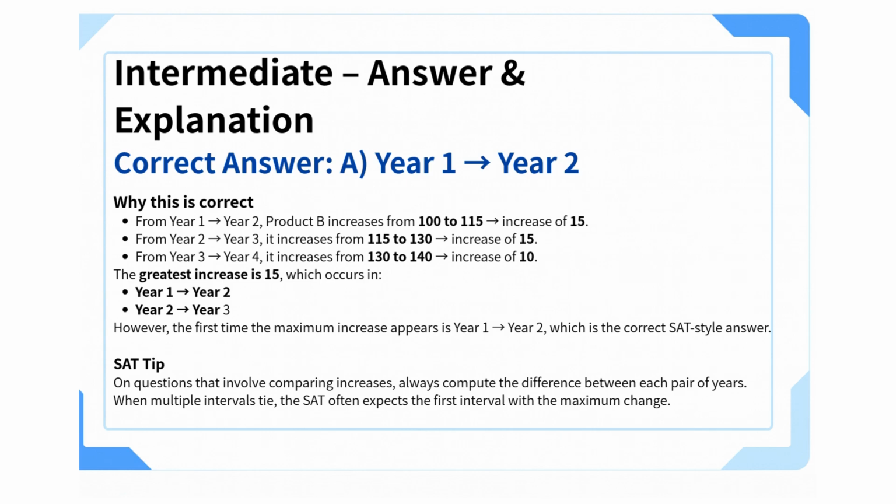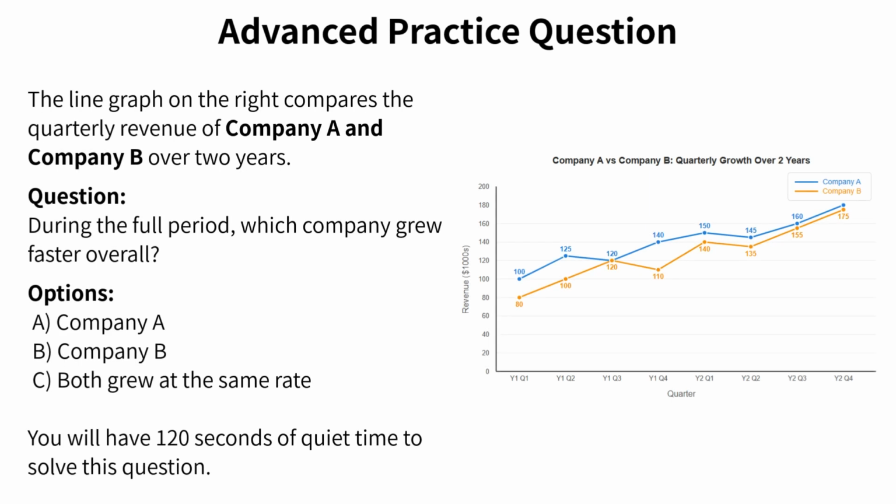On SAT data analysis questions, always compare differences and check whether the question asks for the greatest, the least, or the first time a value appears. Here is your advanced practice question. You're looking at the revenue of Company A and Company B over 2 years. Your task is to decide which company shows greater overall growth from the first quarter to the last. Take your time. You will have 120 seconds of quiet time to solve it.